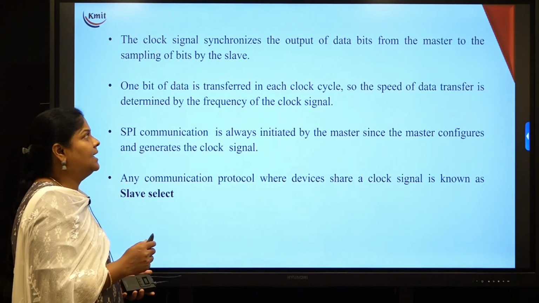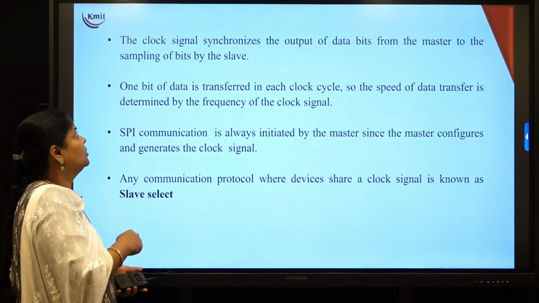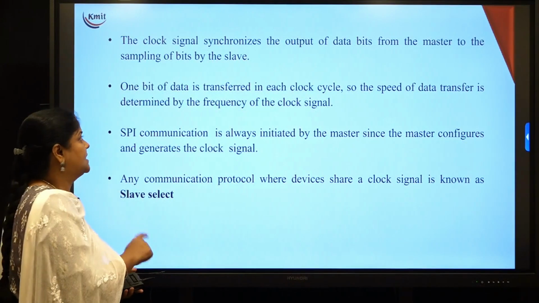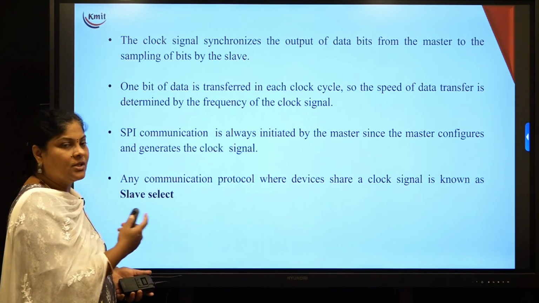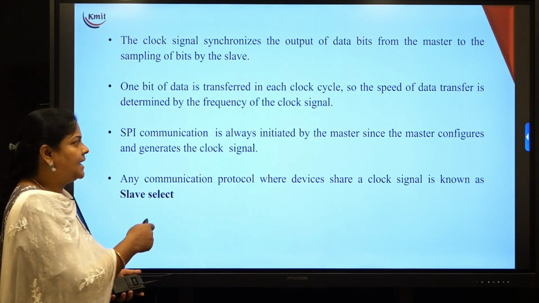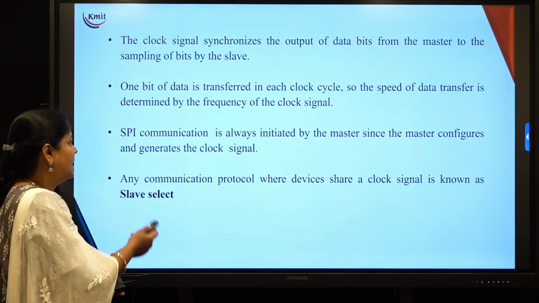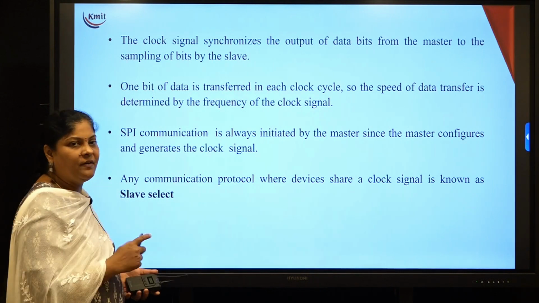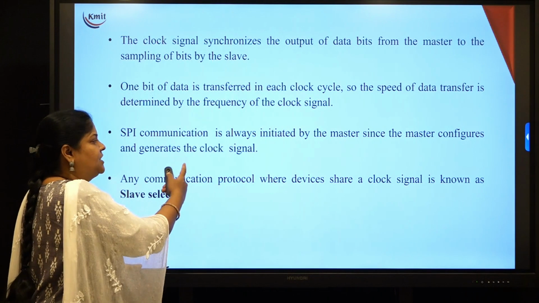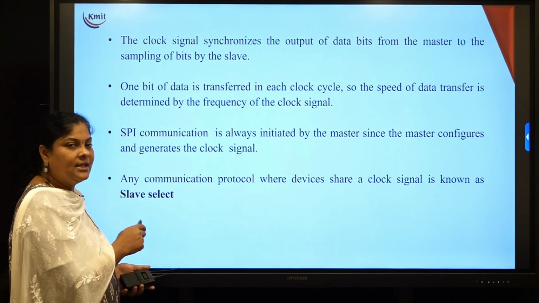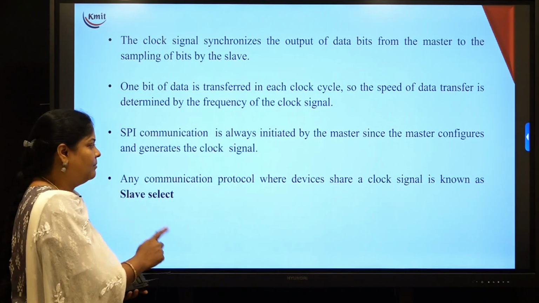The clock signal synchronizes the output of data from the master to the sampling of bits by the slave. One bit of data is transferred in each clock cycle. That's why we can measure the speed of data transfer by determining the frequency of the clock pulse. Next, SPI communication is always initiated by the master, since the master configures and generates the clock signal. Not only in this communication, in any communication the initiation is done by the master itself.